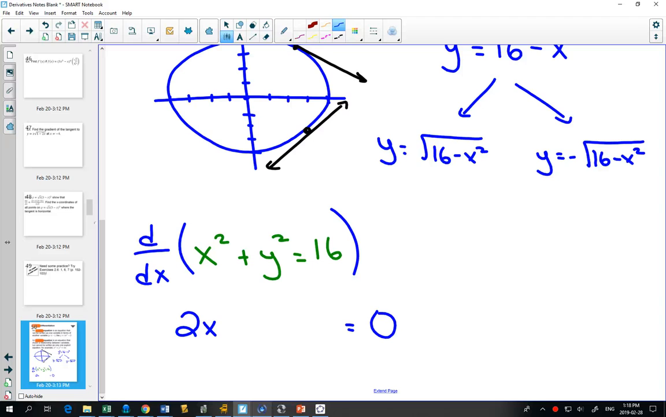Well, this is where things get a little bit tricky. The concept is, in this example I did, if you wanted to, you could get y by itself and there would be two different equations. However, some equations you will not be able to get y by itself, and all you can say is that there is some function y that could be written in terms of x. I just don't know what it is.